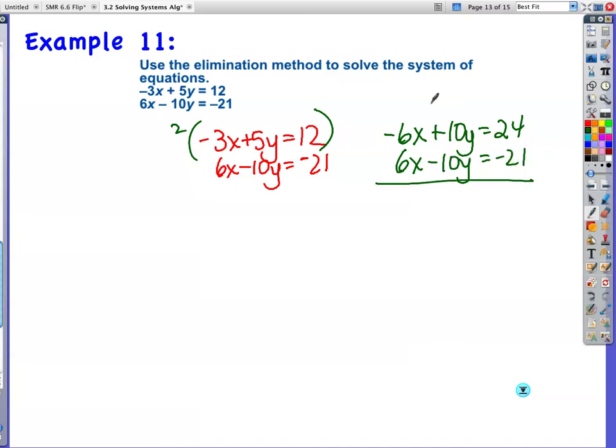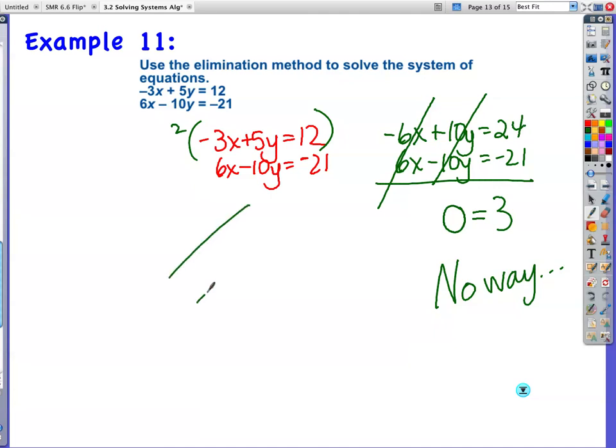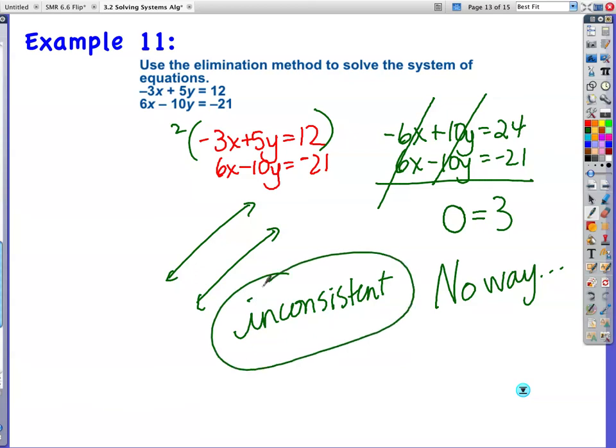Oh my gosh, look what happens here. This is gone. This is gone. So my left side of the equal sign is 0. 24 minus 21 is 3. Whoa. Can 0 equal 3? No way, Jose. All right. So if that's not possible, what kinds of lines have no solution? Wouldn't that be lines that never intersect? Those would be parallel lines, okay? And what is the name for that? They would be inconsistent. Oh yeah, those words. So you have to remember that that's an inconsistent situation that we've got going on right here.